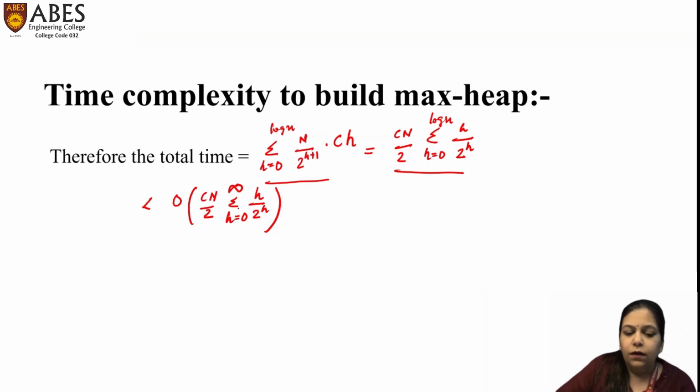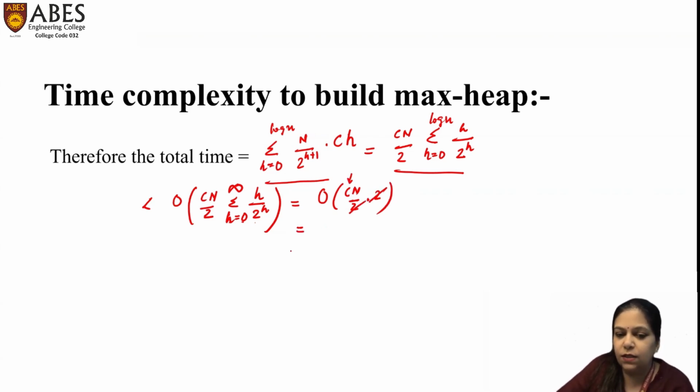And here, summation of h equals 0 to infinity, h upon 2 raised to the power h, is represented by 2. So this becomes big O of C n by 2 dot 2. Cancelling these two, as we can ignore the constant value, we can say that the complexity of build max heap algorithm is nothing but O(n).